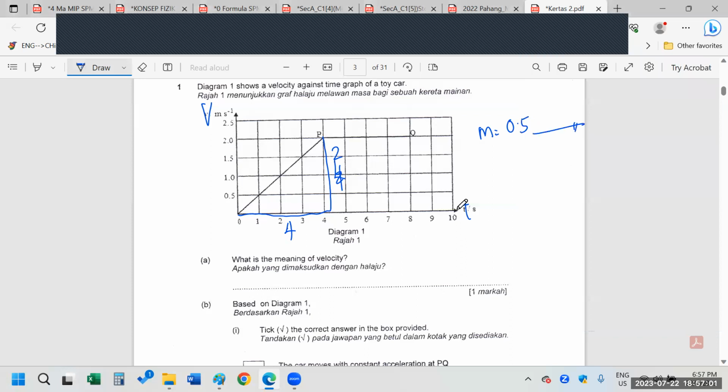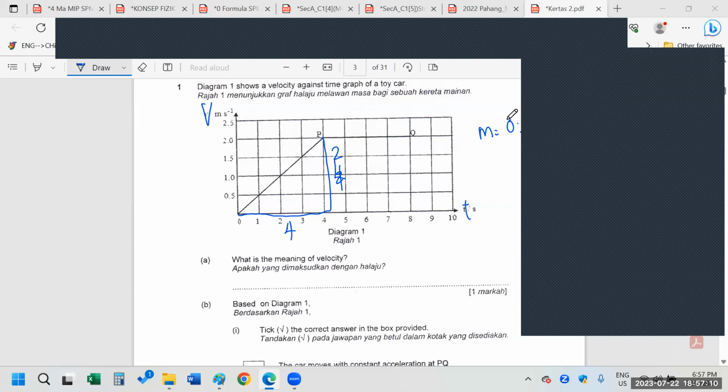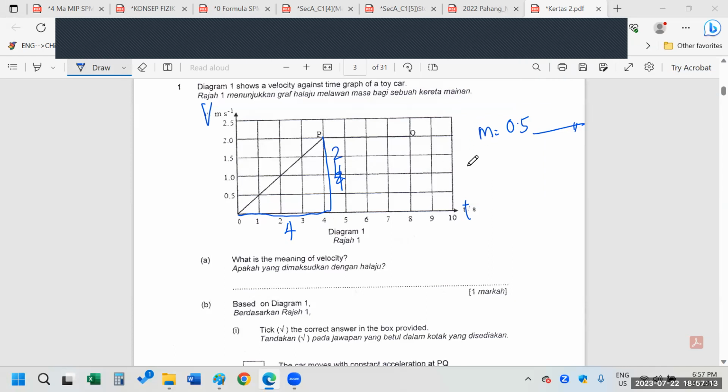Okay, so now actually what is the gradient here? Of course, y2 minus y1 divided by x2 minus x1. So actually it's 2 divided by 4. The gradient is 0.5. But what's the unit here? We can always derive our unit. So the gradient is the change of y-axis divided by the change of x-axis. How slanted is it? So it is v divided by t.